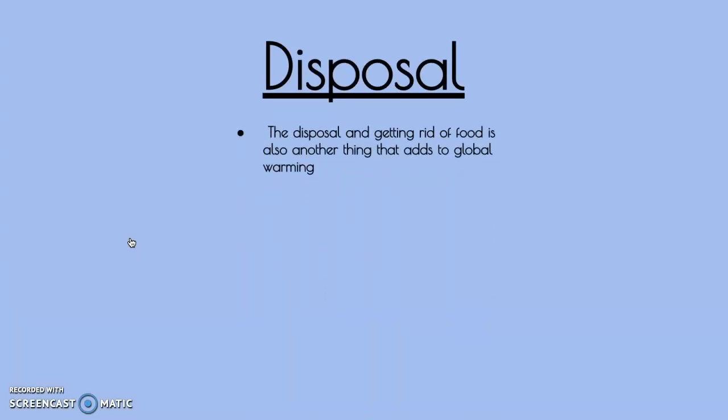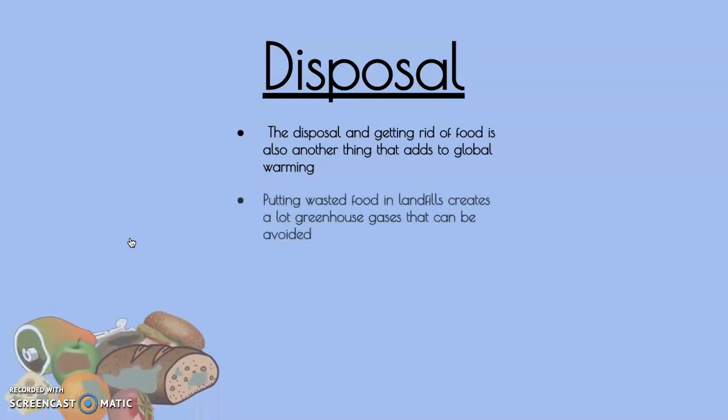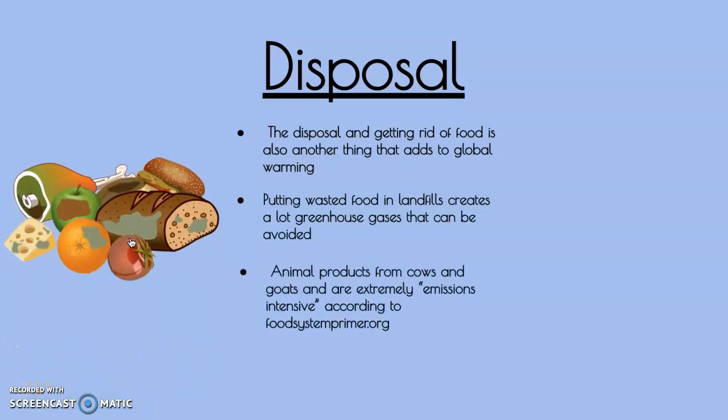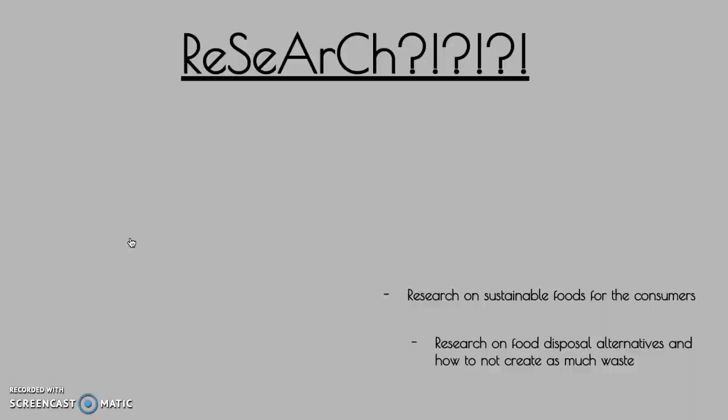The third problem is about disposal. The disposal and getting rid of food is another thing that adds a lot to global warming. Putting wasted food in landfills creates a lot of greenhouse gases that can easily be avoided. And animal products from cows and goats are extremely emission intensive, according to foodsystemprimer.org.